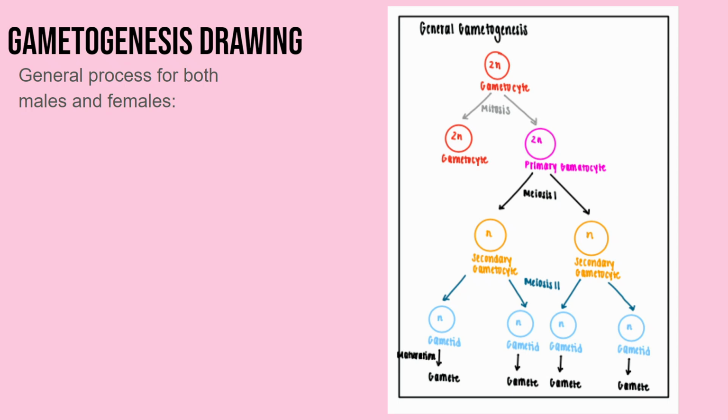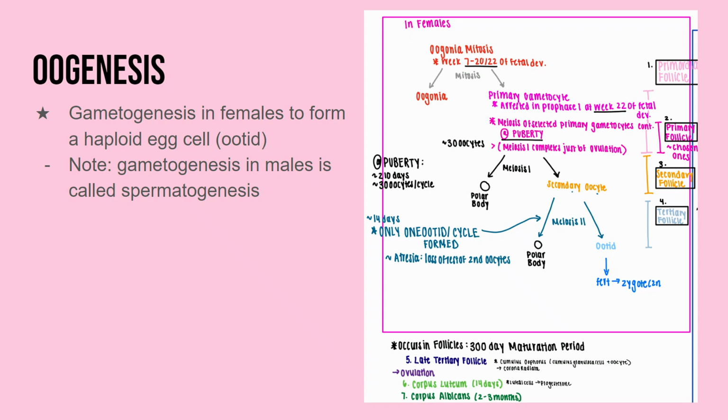So I know I ran through that quickly, but we're going to talk about hormones. So that'll be helpful for studying. And then I also have the female specific form of gametogenesis, which is known as oogenesis. In males, it's spermatogenesis.